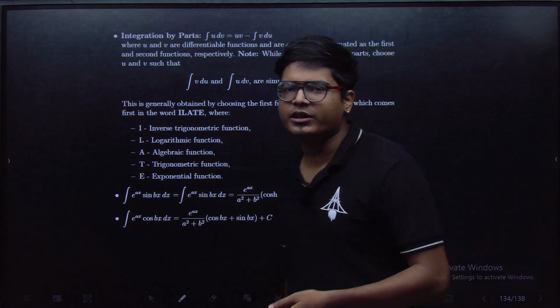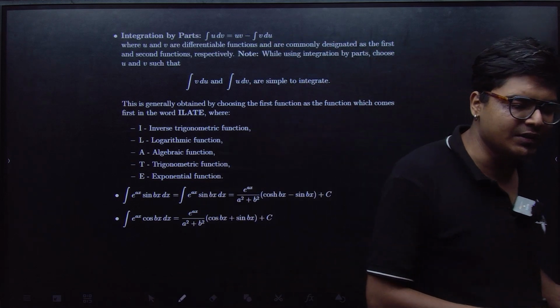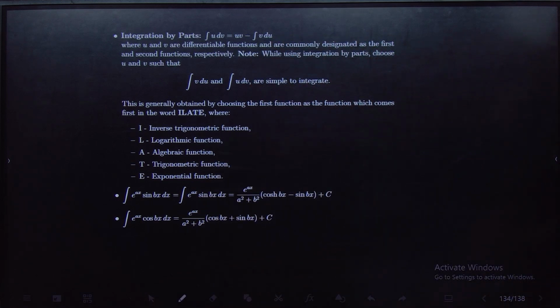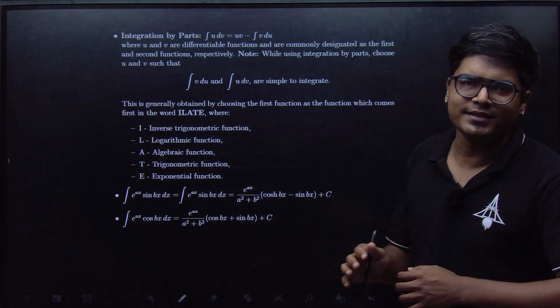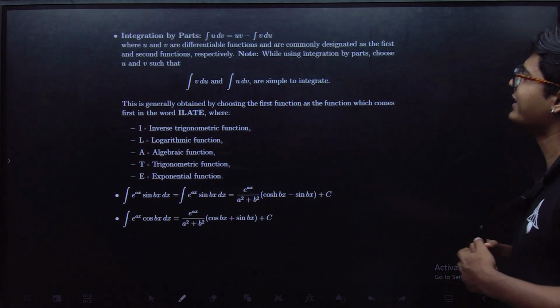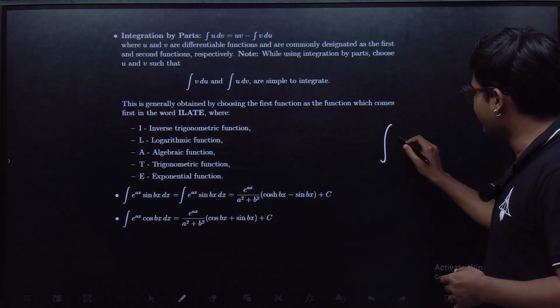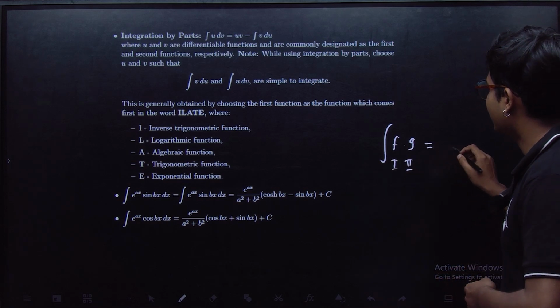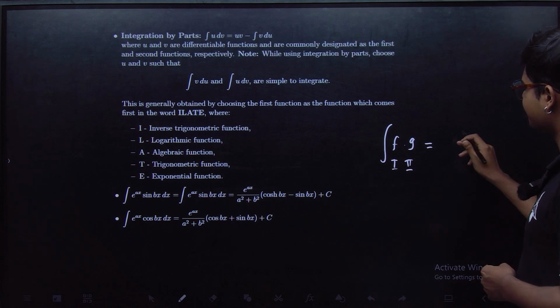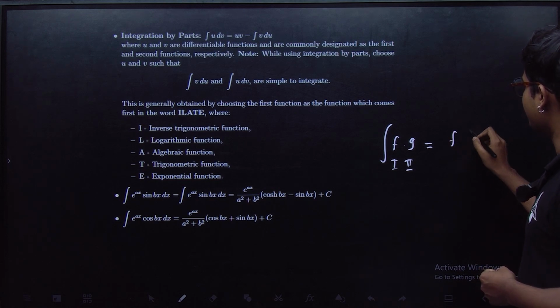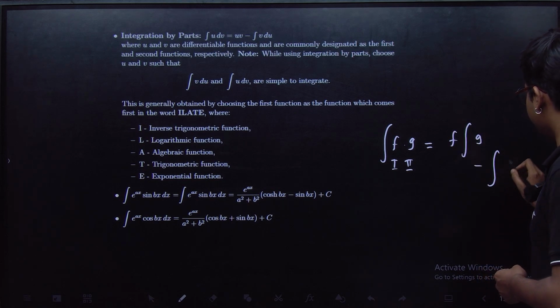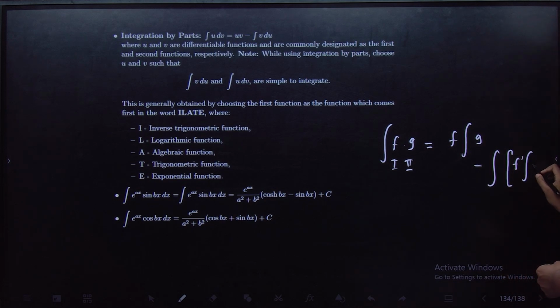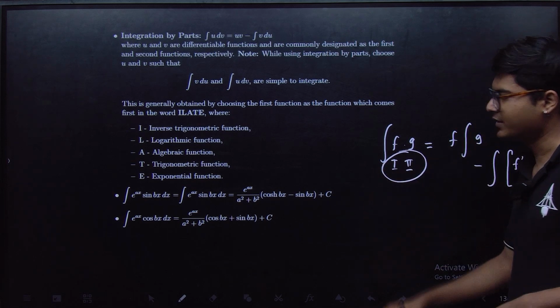Integration by parts. What if you have the product of two functions, okay? Finding the derivative of the product of two functions is very easy, but integration of the product of two functions is slightly difficult. So we have this idea that's known as integration by parts. Basically, if I have integral of f and g, I call one of them the first function and the other one the second function, right? This is the first function times the integral of the second, minus the integral of the derivative of the first function times the integral of the second one, right? This is what integration by parts tells you. Now the key question is, how do we decide which is the first function and which is the second function?